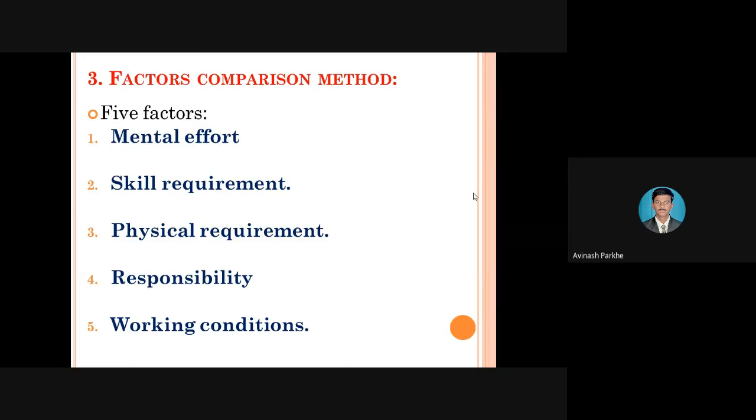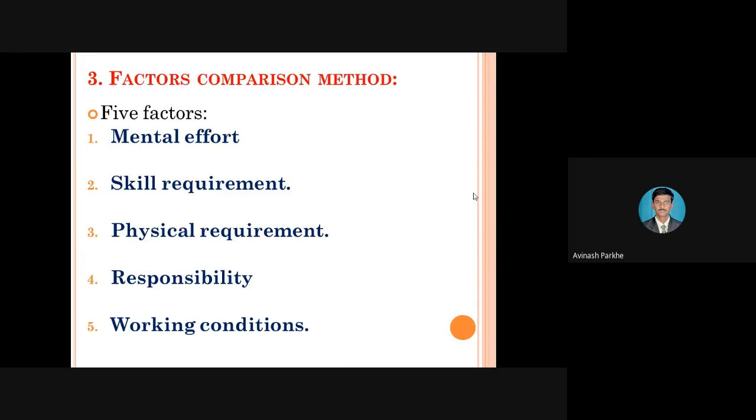Okay, so once again, good afternoon all. In the last lecture, we started with the new chapter, job evaluation and merit rating. We started with the basic introduction of job evaluation, why it is required. Then we discussed the objectives of job evaluation, and then we started with the methods. The two methods we discussed in the last lecture were, first, the ranking method, and second, the job classification method. Both the methods are mostly used for job evaluation.